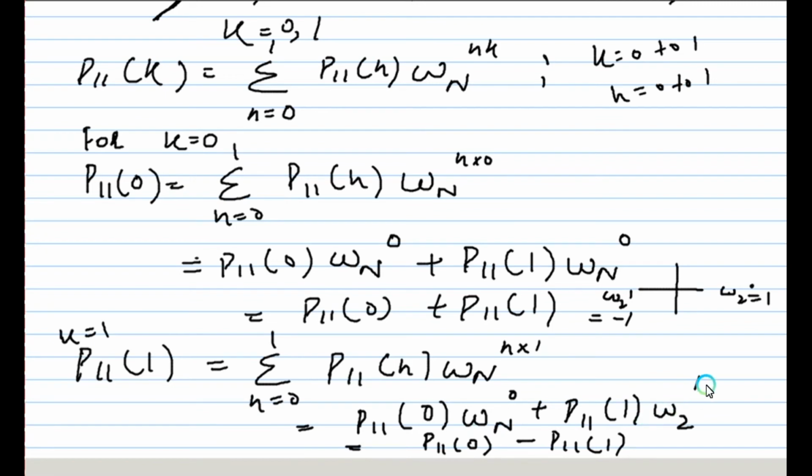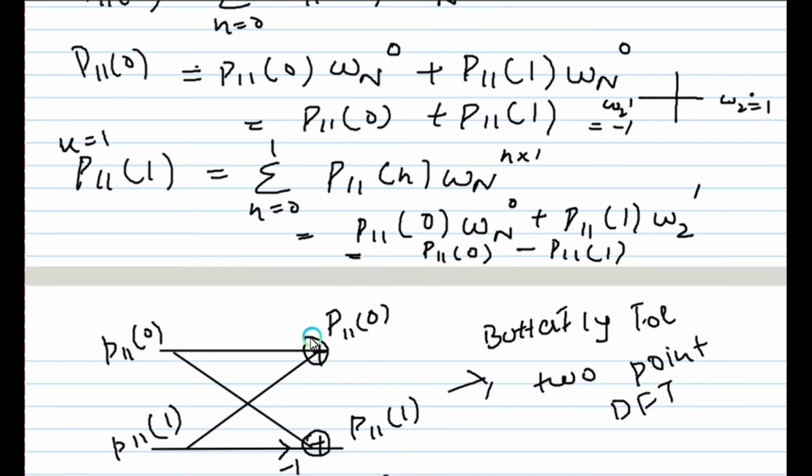If we look at the twiddle factor vector graph, which is here, we have only 2 samples, so they will be at opposite ends of each other. W2 0 is 1, so opposite to it will be W2 1, which will be minus 1. So instead of W2 1, I can write minus 1. So this will be equivalent to P11 of 0 minus P11 of 1. So I got the values of P11 of 0 and P11 of 1. Okay, this is the 2-point butterfly for P11 of n.